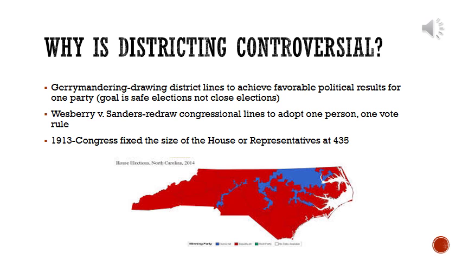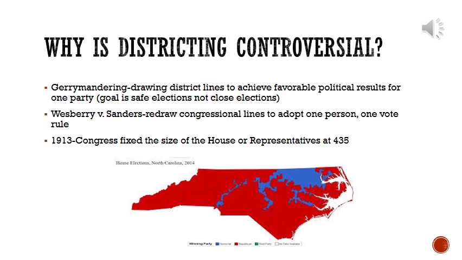All right, so why is districting controversial? Well, in the previous slide, I mentioned gerrymandering. What gerrymandering is, it's drawing district lines to achieve favorable political results for one party, and the goal is safe elections and not close elections.